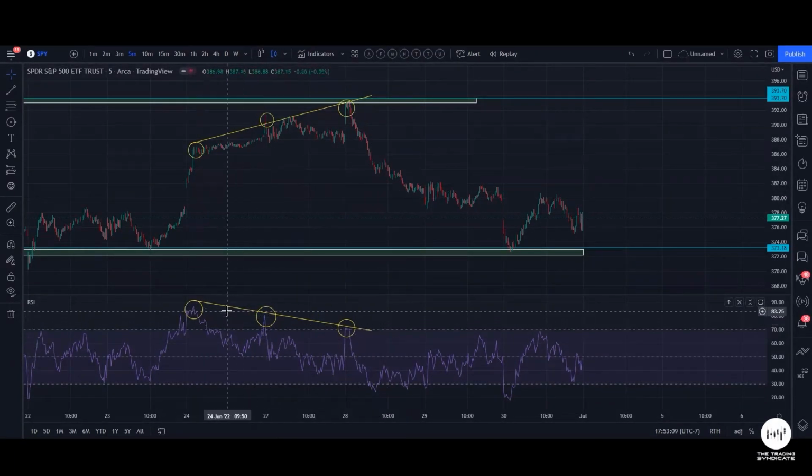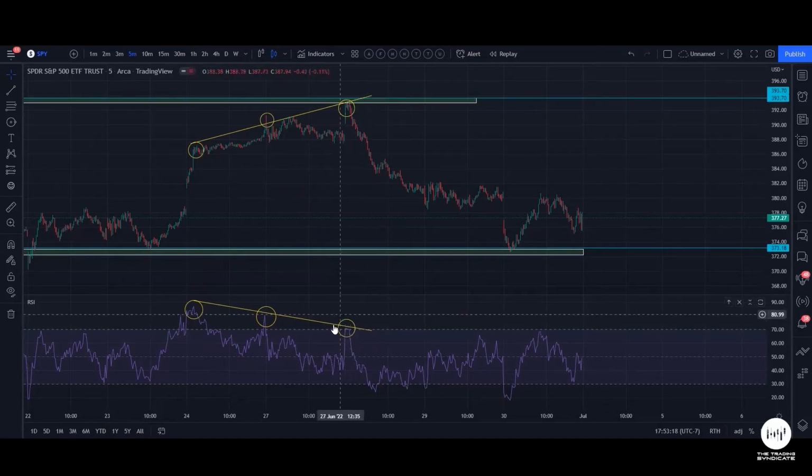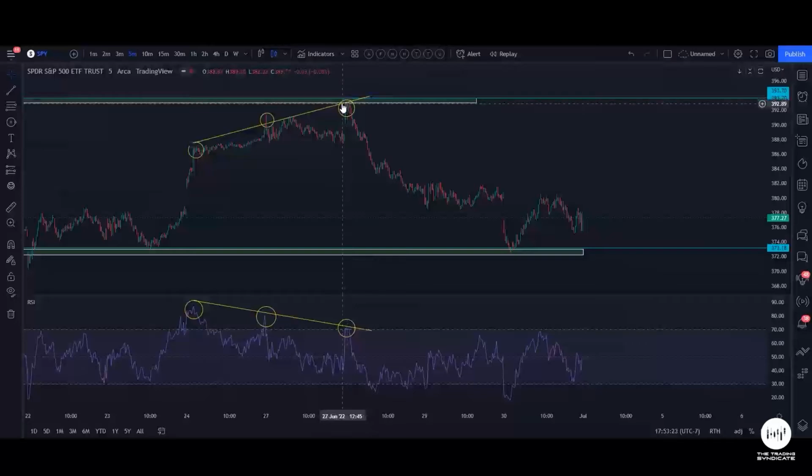So when you see divergence occur, this is generally a telltale sign that the price is about to reverse. And if we wait for it to hit that key level and it's still showing those overbought conditions, then that is a very strong sign to enter a short position and play that to the downside.